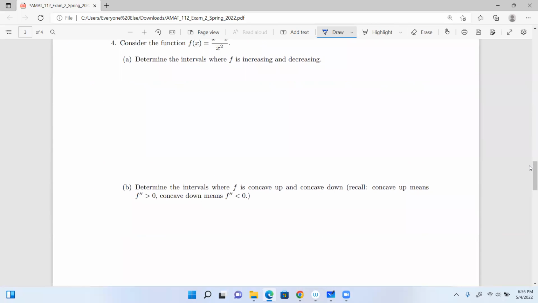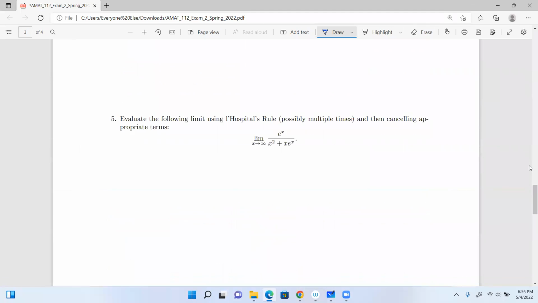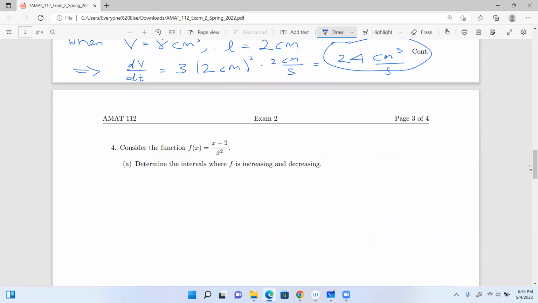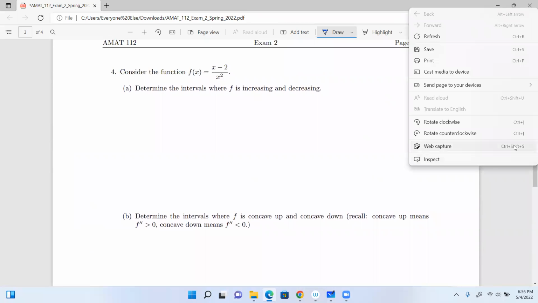So let's move on to the next one. This one is one that a lot of people had trouble with. And honestly, this was a little harder than I should have made it. There's a couple of parts that are hard. Yeah, this is an important one to go over.